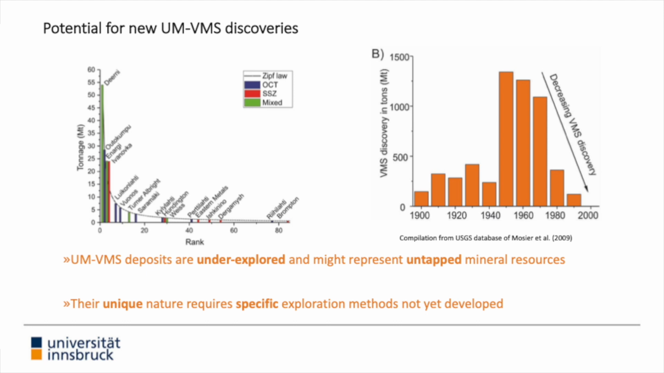And so when we plot the deposits we know about on top of this predictive distribution curve, we actually see there's a lot of gaps in the distribution. And these gaps suggest that maybe there are some deposits that are left to be discovered. And this can be put in parallel with the diagram to the right, which shows the overall decrease in VMS discovery since the 60s. So we have the time and the tonnage of the discovery of VMS. And we see that since the 60s, with the development of geochemical exploration, we have less and less VMS discovery.